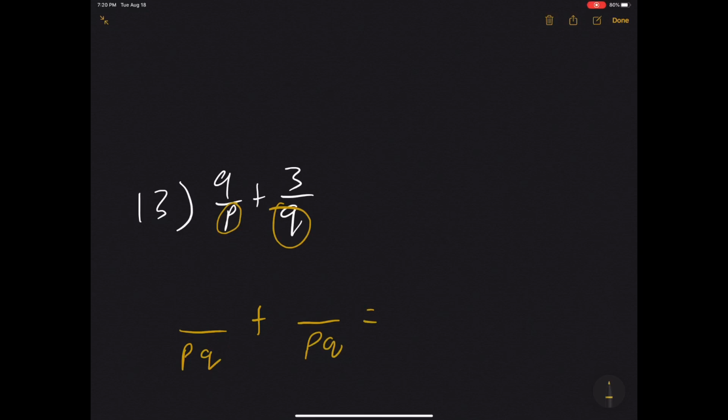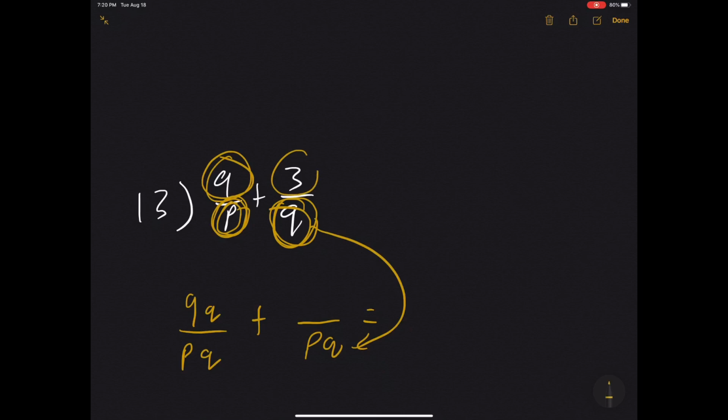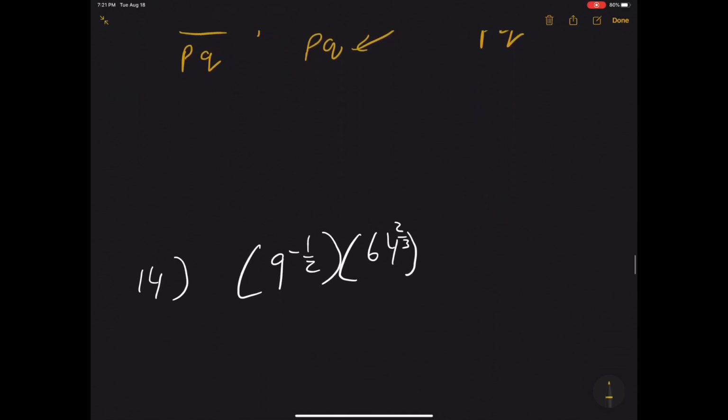I see that I had to multiply this p by q, so I'll multiply this 9 by q, get 9q. I see I had to multiply this q by p to get to our denominator, so I'll multiply this 3 by p, and we'll get 3p. And this is just going to be equal to 9q plus 3p over pq. It condenses, but we don't really lose anything. And that's number 13.